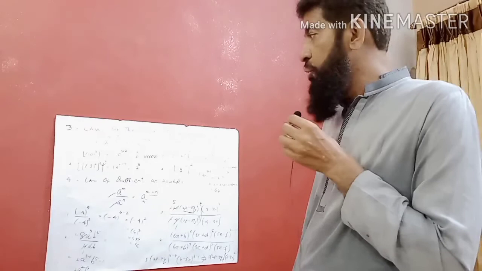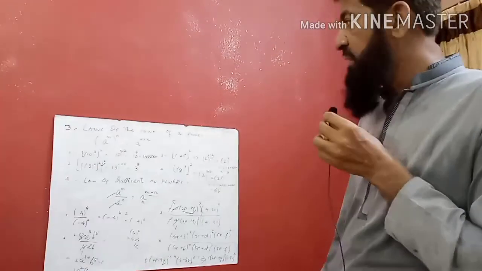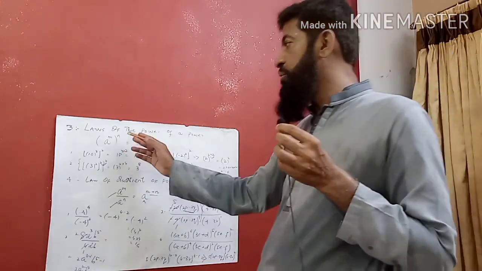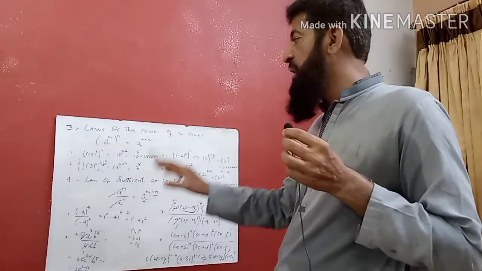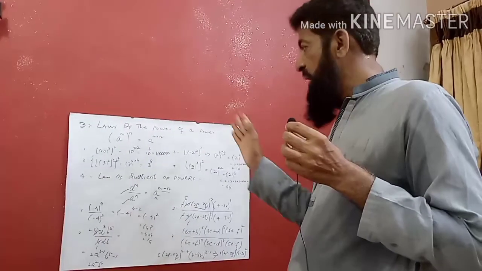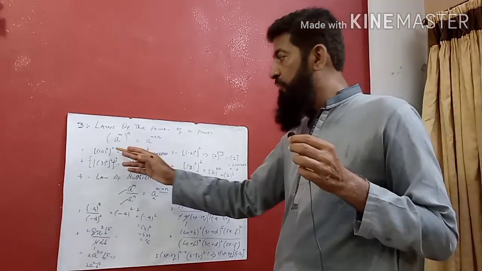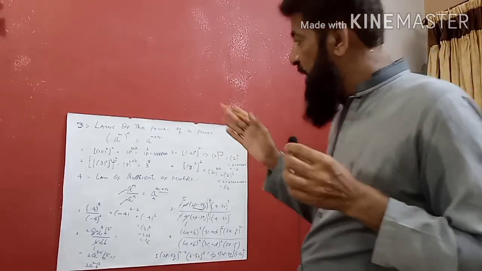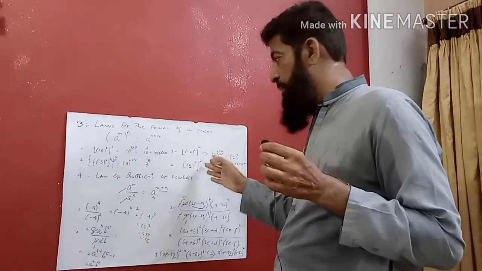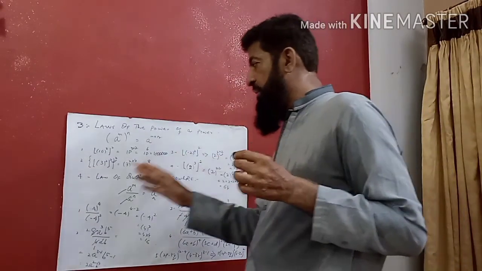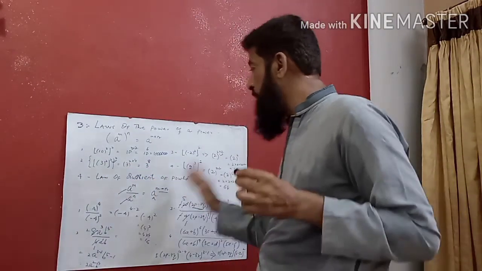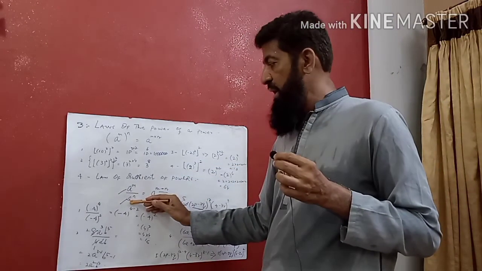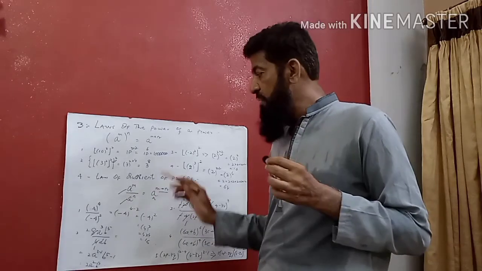Students, today we have discussed the law of the power of a power, a raised to power m raised to power n. In this situation we multiply the powers with each other, and I solved 4 questions as examples on the board. The second one is the law of the quotient of the power. If the quotient has the same base, we subtract the powers.